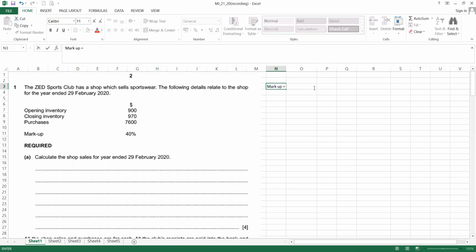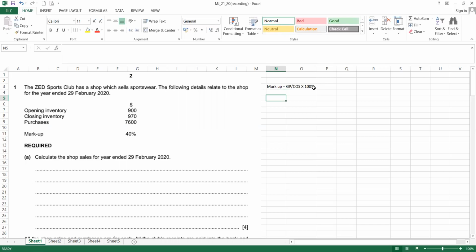okay, markup, what is the formula? It's taking the gross profit divided by the cost of sales. That's the markup formula. Okay, times 100%. This is the general idea about markup.